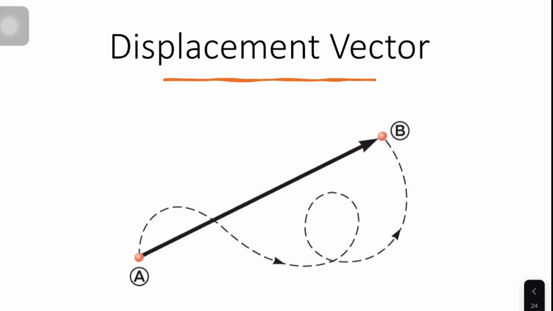If we're talking about displacement, it's only concerned about the initial point and the final point. The difference between these two points is known as the displacement vector. However, if we're talking about distance traveled, it's concerned about the whole path taken, so the whole length of the path taken to move from point A to point B. That is the difference between displacement and distance traveled.